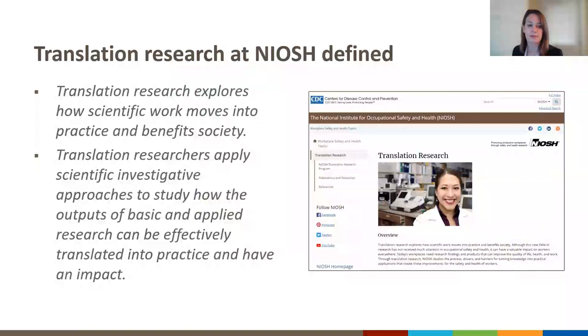So translation research at NIOSH has been defined as activities ranging across the basic to applied continuum. Studies referred to as intervention research and translation research often overlap. NIOSH delineates the two in this way. Intervention research involves improving on existing interventions or developing new ones, whereas translation research involves studying generalizable processes for putting research outputs into sustained practice or use. Next slide, please.